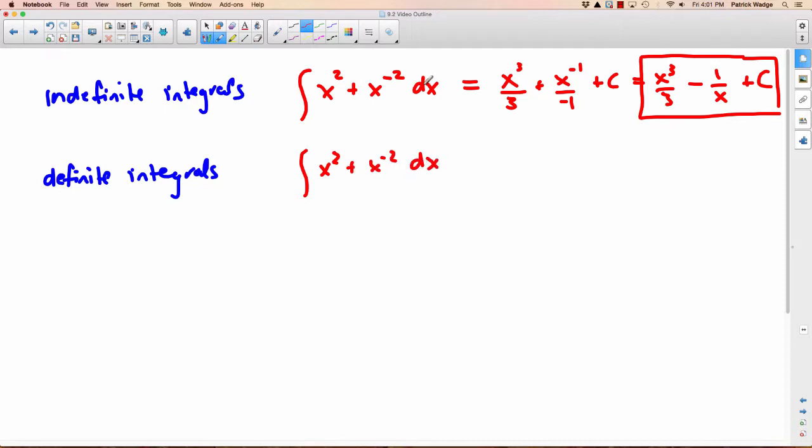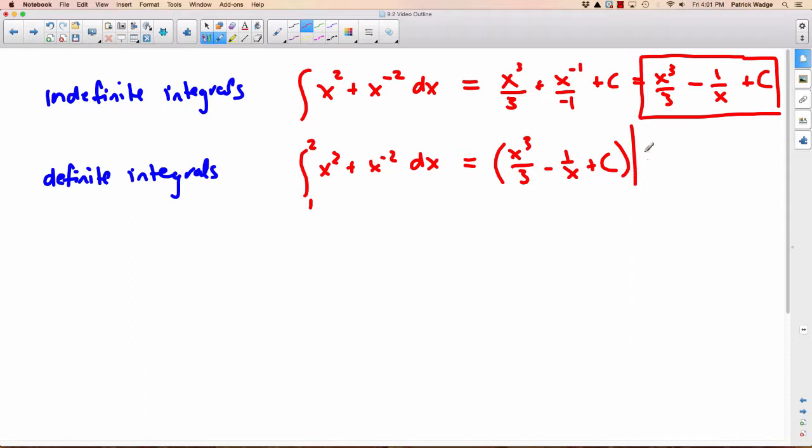Wait a minute, that's exactly the same thing as what I wrote here. But I'm going to add two things. I'm going to put the number 2 up here and the number 1 down there. Now we've been specific about the range that we're interested in with this integral. So what we would do is start by taking the indefinite integral, exactly what we just did. So you'd end up with x cubed over 3 minus 1 over x plus c.